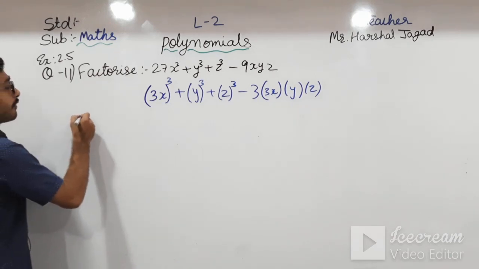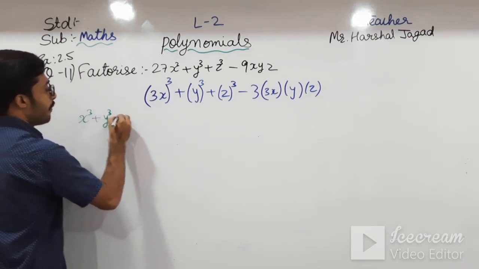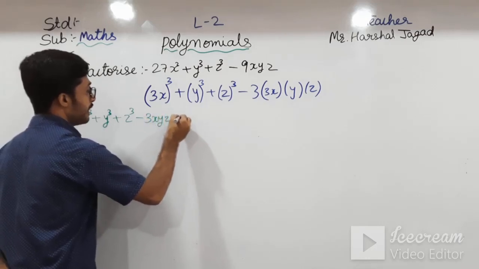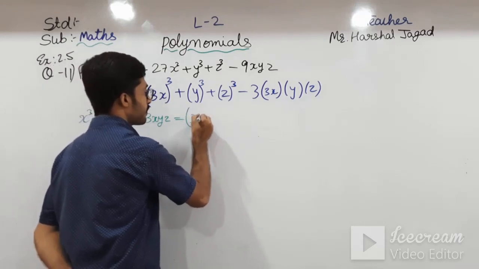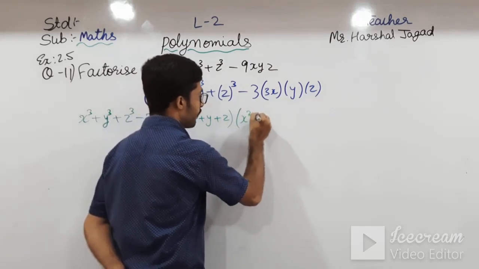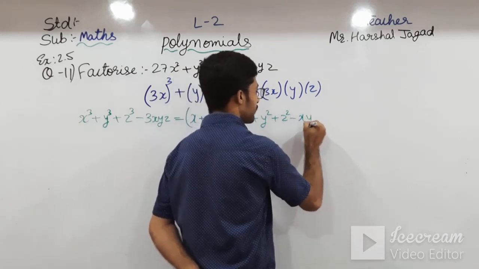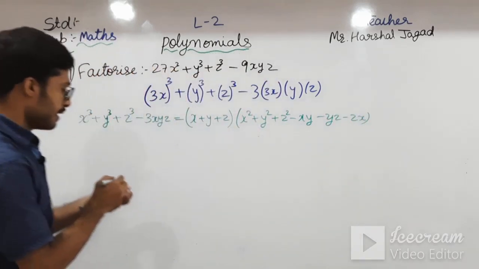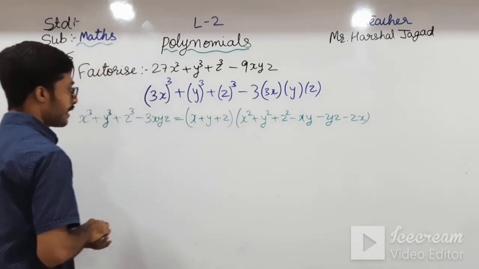It is in the form of x cube plus y cube plus z cube minus 3xyz. So how can it be factorized? It can be factorized as x plus y plus z into x square plus y square plus z square minus xy minus yz minus zx. Okay students, now we will put the values of x, y and z in this equation.